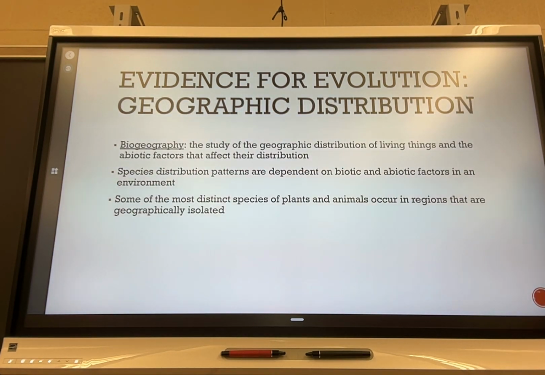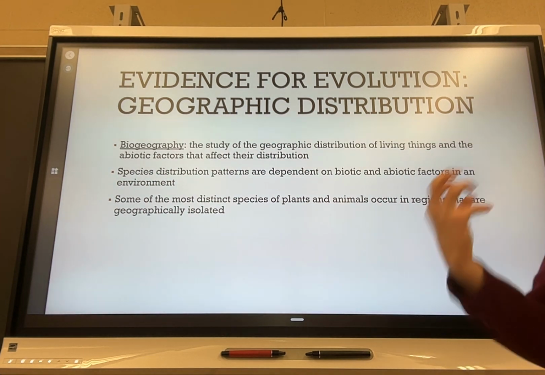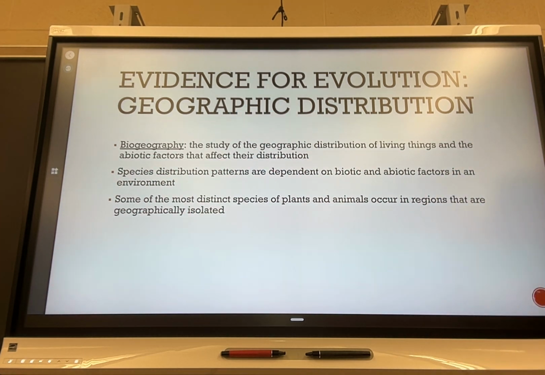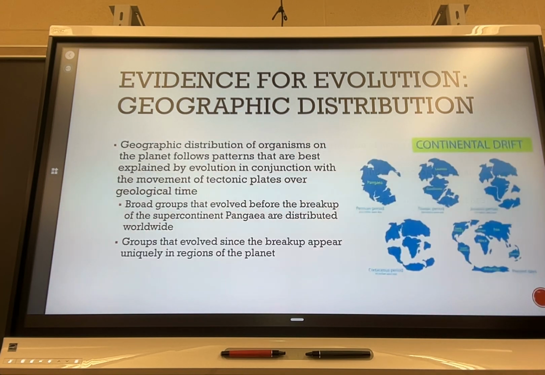So the next one is biogeographic distribution. So biogeography is the study of the distribution of living things and the factors that affect their distribution. So next unit we're going to be talking a lot about biotic and abiotic factors. So this studies species distribution and how different environments can affect what types of characteristics you see and what types of organisms you see. So this can usually be best followed with the idea of plate tectonics.